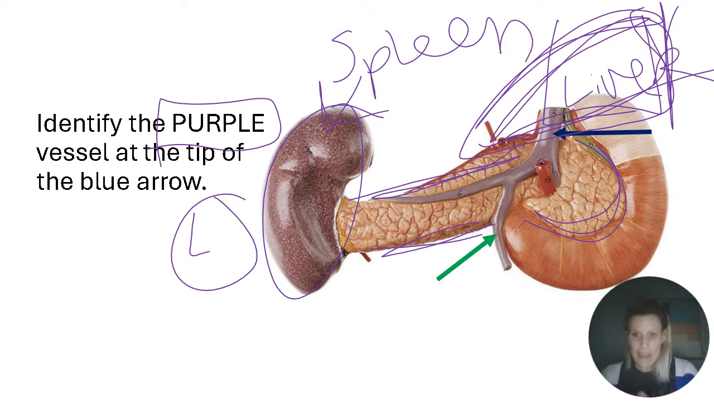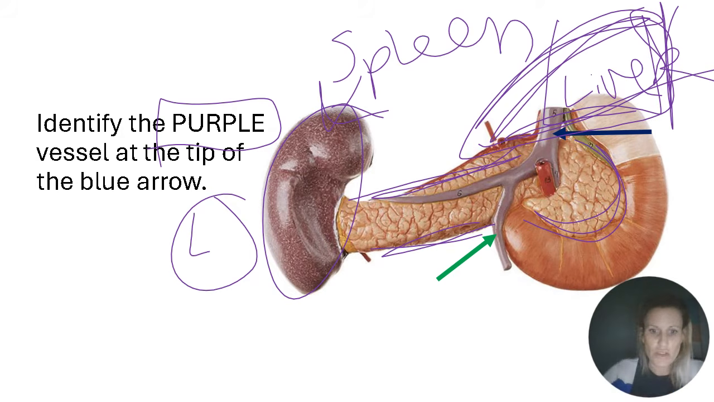Remember, the portal veins are very commonly shown in purple. So match up your P's. Portal veins, purple, right? The way that I like to do the portal veins is just start with the splenic vein, and then remember, we know how they merge.